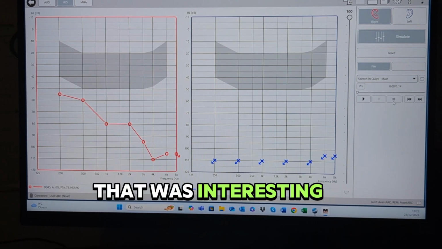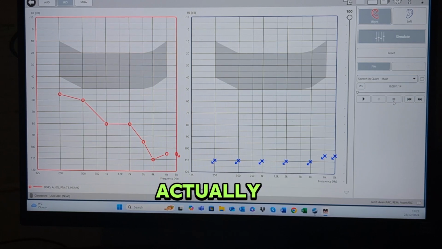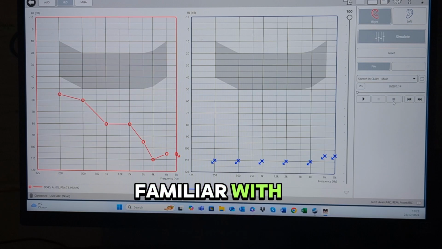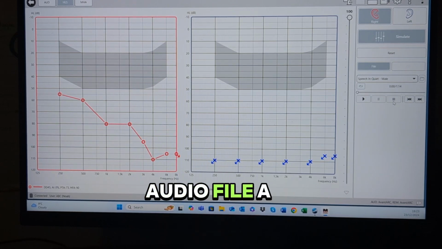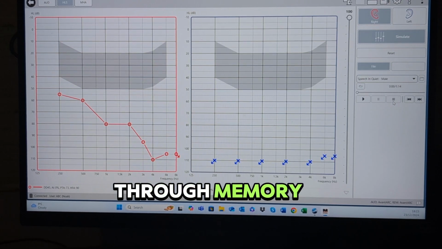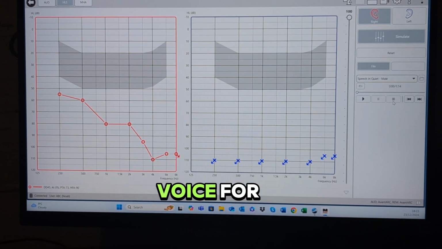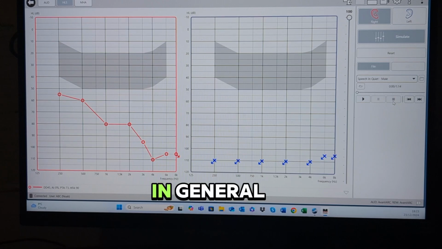That was interesting. The male voice actually was a bit easier to understand, maybe because I'm so familiar with the audio file that I know what he's saying, because I've heard this audio file a few times, so my brain's patching it up through memory. But for somebody who hears this voice for the first time, in general, on the whole, male voices may be easier with this hearing loss on the right side than female voices.